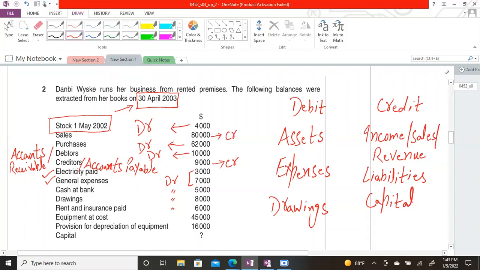Equipment means like projectors, computers, laptops, so this is also asset, it will be debit. Provision for depreciation of equipment, depreciation means a gradual decrease in the value of a non-current asset. So this equipment is our non-current asset, so decrease in the value, so value will decrease. This will be credit, because when we are buying the equipment, it's a non-current asset. Whenever the non-current assets increase, they are debit.